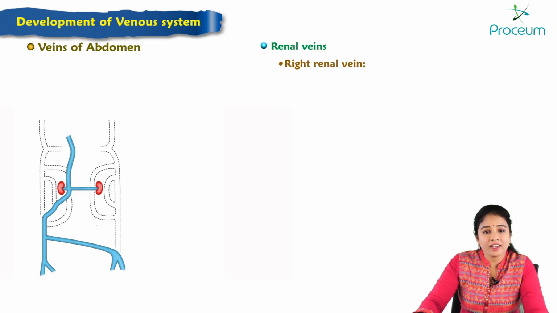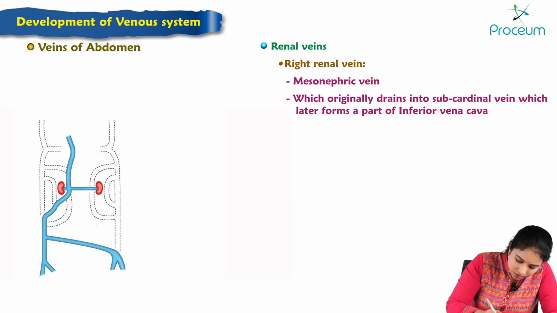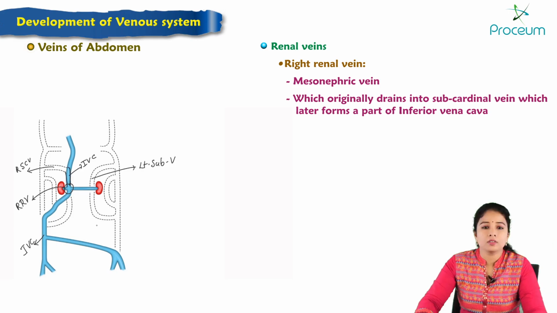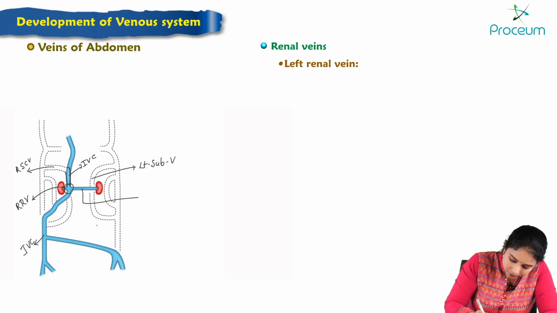So starting with the right renal vein, it is a mesonephric vein which originally drains into subcardinal veins, which later form a part of inferior vena cava. So this one I am talking about, and here is the inferior vena cava. So this forms the right renal vein. So the left renal vein here, this is the left renal vein.